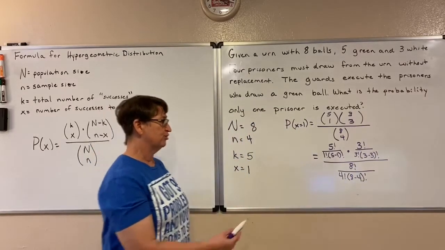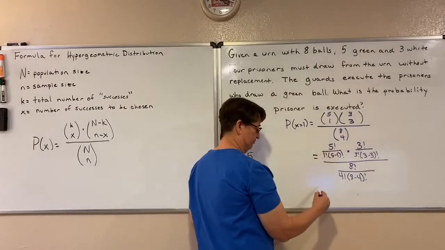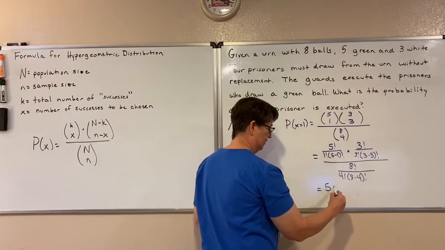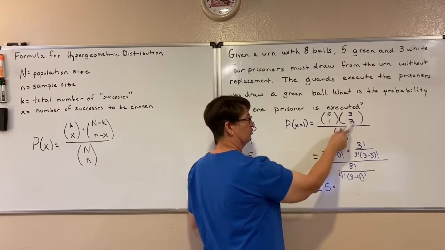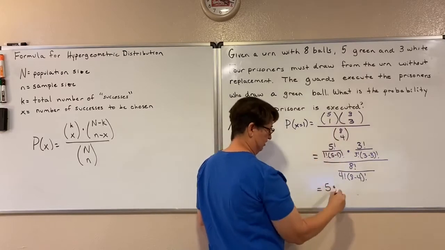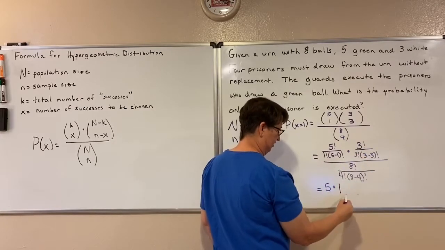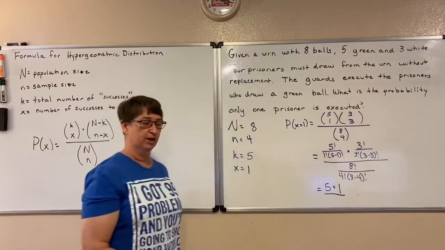Now, when we do this work, we're going to end up with just 5 on top. Anytime we're choosing 1, we just end up with that top number. When the 2 numbers are the same, we always just end up with 1. Or you can do the work out here to find out that that's just going to be a 1.